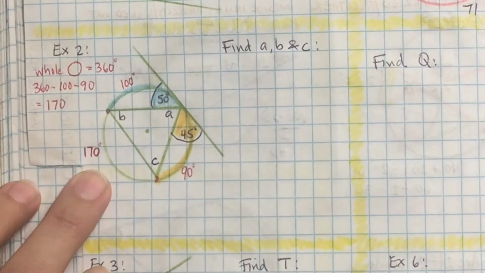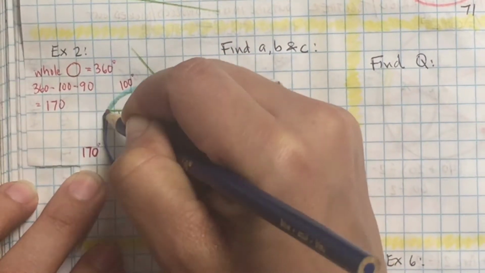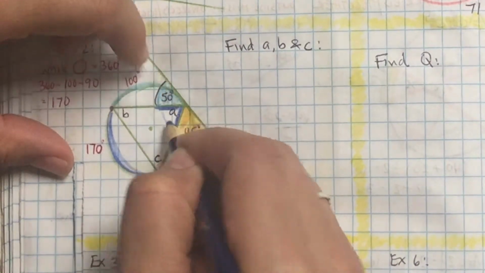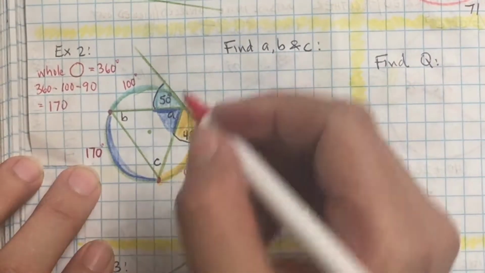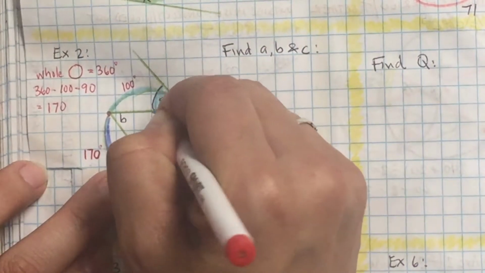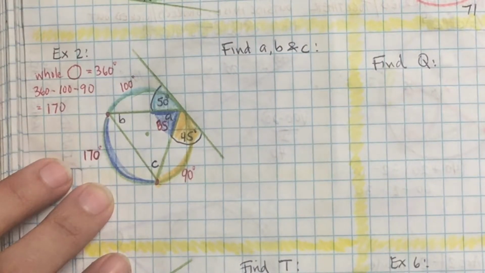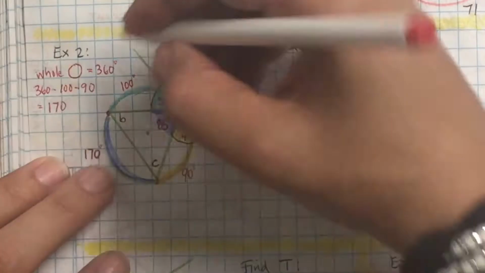Now I have the arc measure that goes with the inscribed angle A. So how do I get from the arc measure to the inscribed angle A? Well, that inscribed angle is going to be half the arc measure. So half of 170 degrees, I'm sorry. Alright, it's going to be 85 degrees. Twice 85 is 170. Now I'm going to use that to find B.